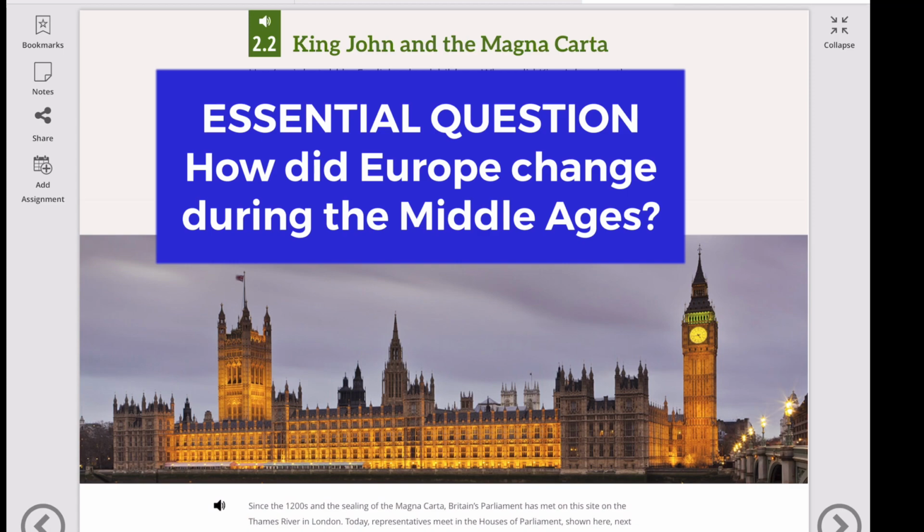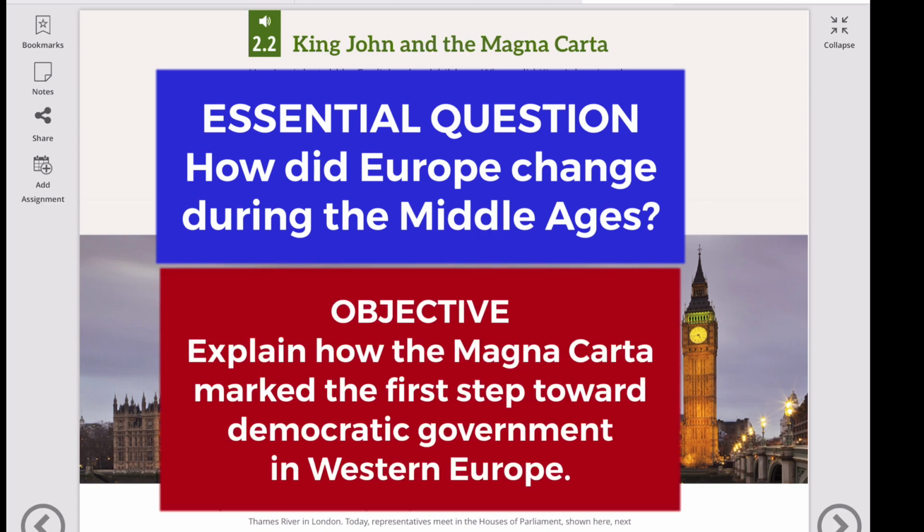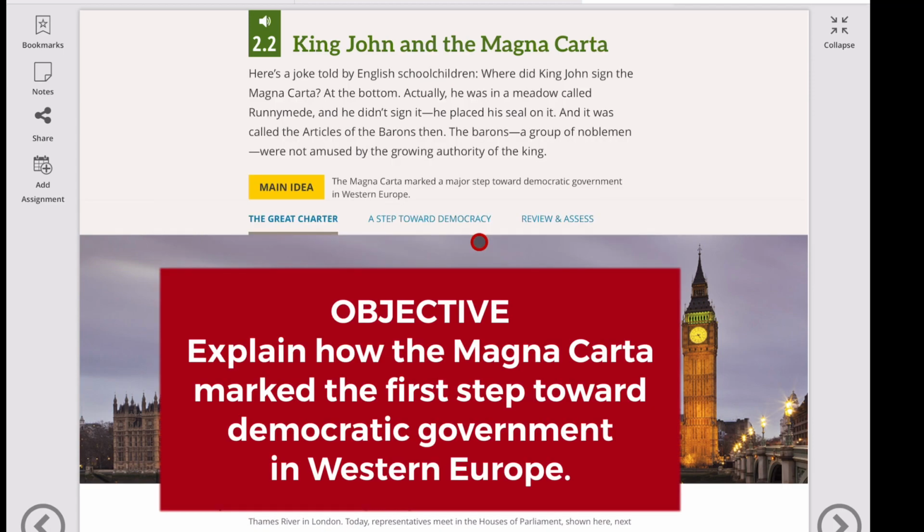The chapter's essential question is, how did Europe change during the Middle Ages? And the objective of this lesson is to explain how the Magna Carta marked the first step toward democratic government in Western Europe, which eventually influenced the rest of the world.